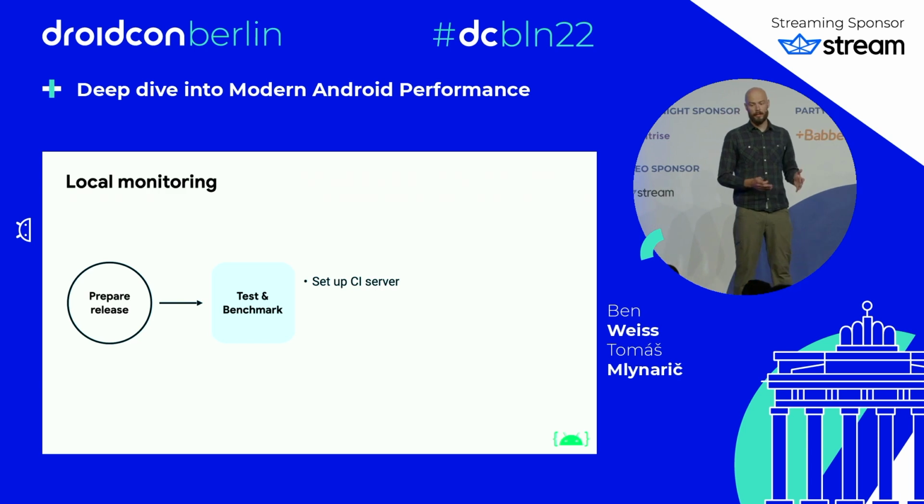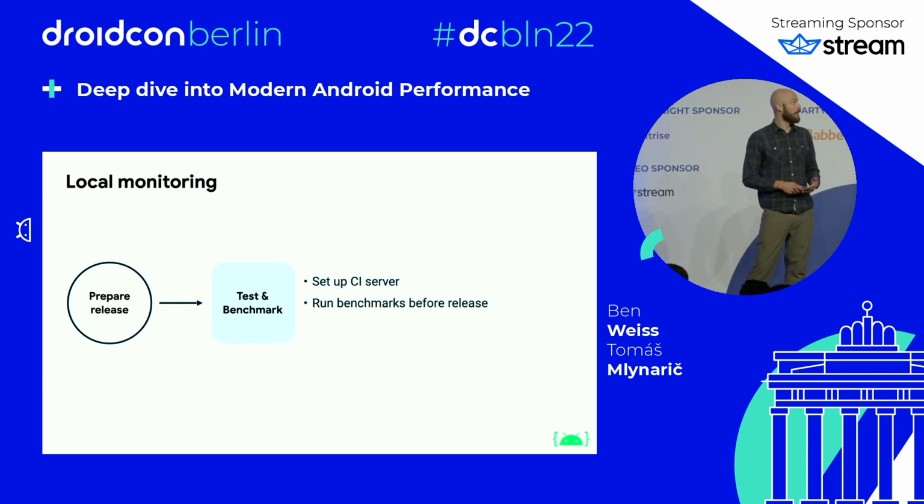You have this one server, which is the source of truth. You can run benchmarks before every release, and you should run every test and benchmark at least before the release, maybe even after a commit went into your main branch. And you can compare these results over time.